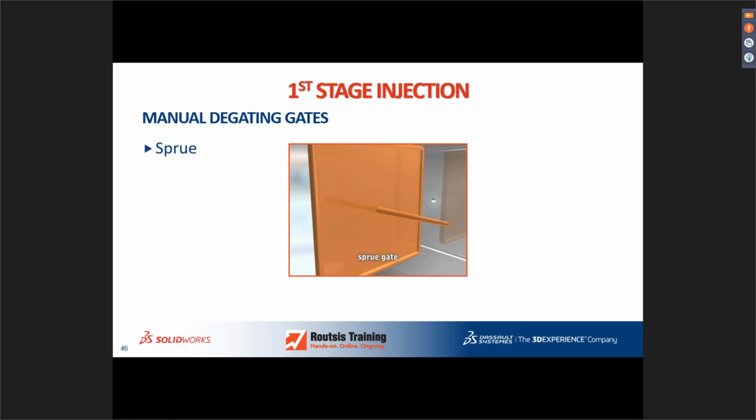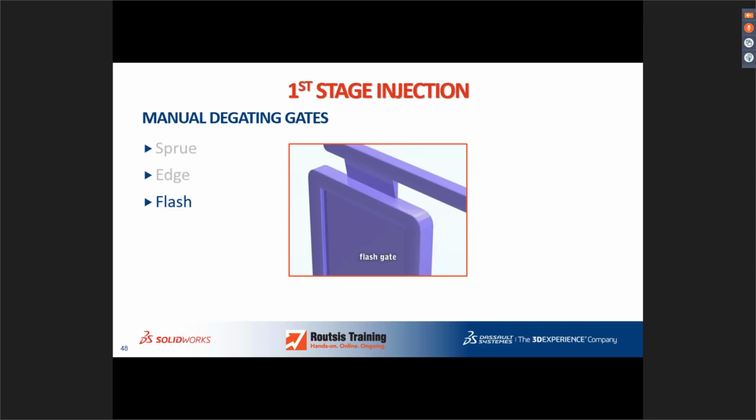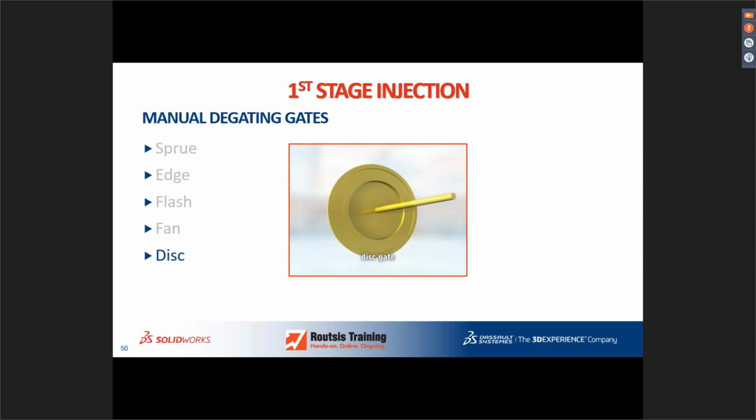This is a sprue gate. You'll notice we've gated directly onto the part. This is the edge gate. This is the most common kind of gate that we have, and you have to manually degate it. This is called a flash gate. You'll notice how across the top it can distribute the material quite uniformly. This is a fan gate, and that fan gate can be expanded to the entire length of the part, so that can all be adjusted.